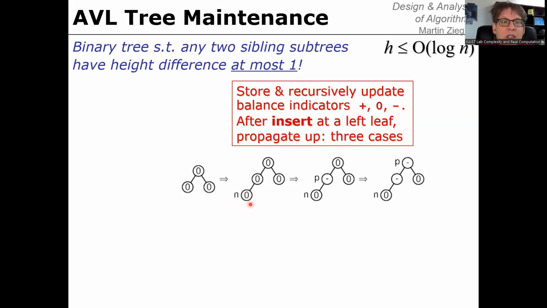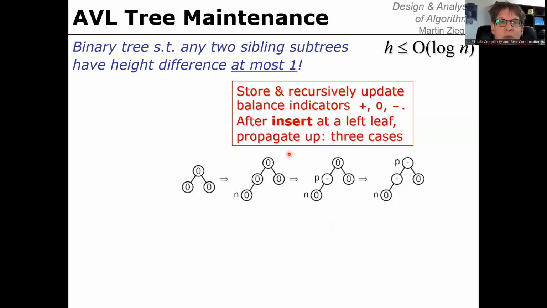But this new leaf now changes the balance in the tree. And it changes the balance in two parts. First, it changes the balance of this node, which used to be a leaf. So we're going to update that to minus. But then also it changes the balance of the root, which used to be perfectly balanced, but it also receives the new indicator minus. And what is the general rule for these updates? How do we process them algorithmically, locally?